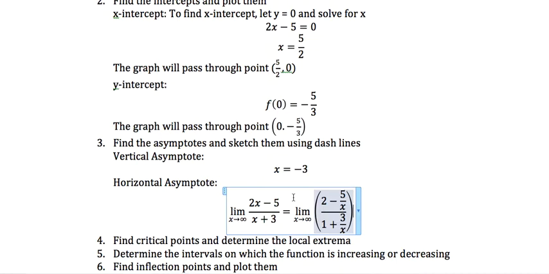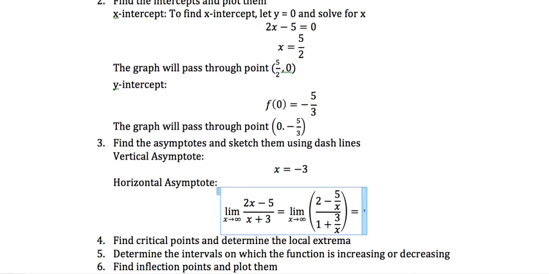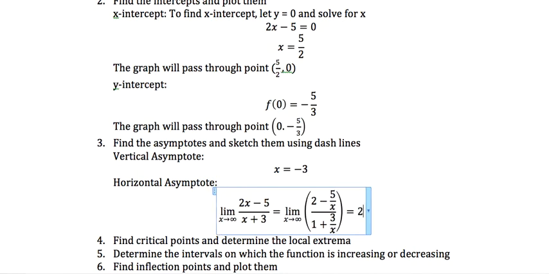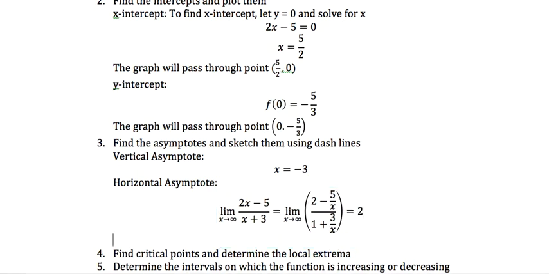So we need to calculate this limit. This limit is simply equal to the limit of the numerator, which is 2, over the limit of the denominator, which is 1, the quotient. So this limit is 2. It means the horizontal asymptote is just y = 2.